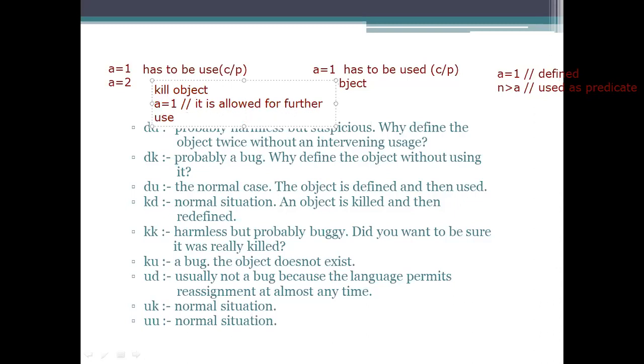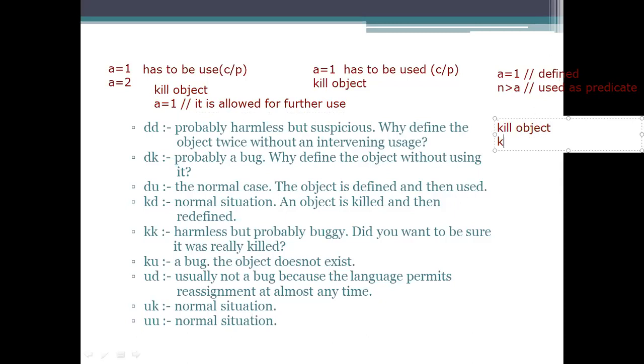So there is no cause of bug here. You have created a variable for further use. And coming to the next one, kill. Kill object, and again you are trying to kill the same object. Having killed the object, you are trying to kill the non-existing one.